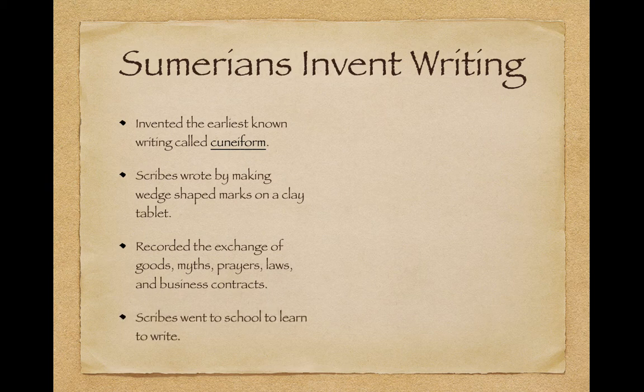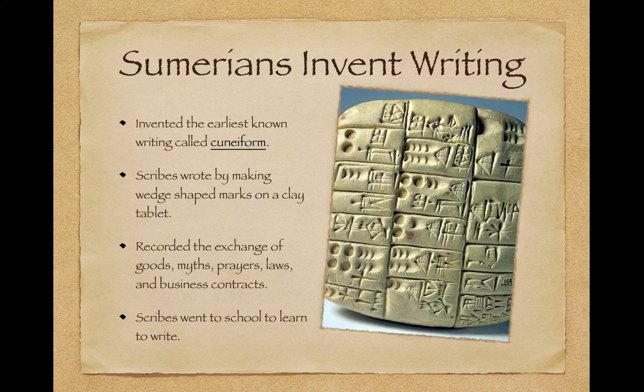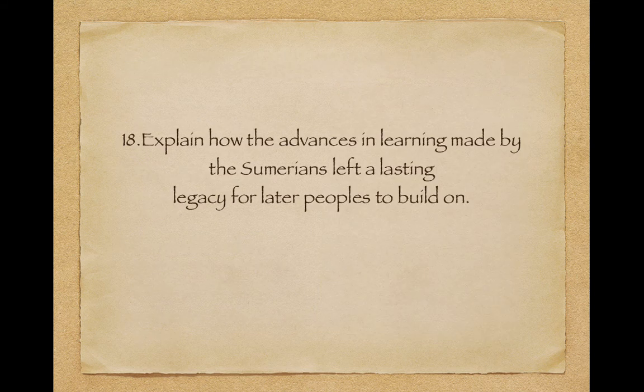Scribes went to school to learn to write, right? You had to learn to do this. Not many people had the opportunity to do this, and if you were a scribe, you had a pretty good job and you had a pretty good life for you and your family. So there's an example of a cuneiform tablet. Like I said, you guys are going to make these in class. You're going to make up your own symbols and do that in class.